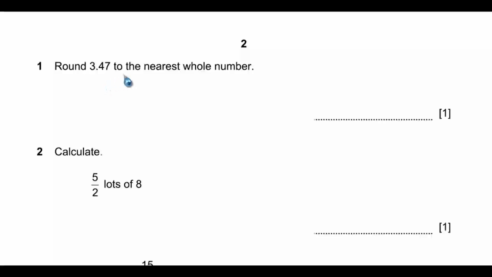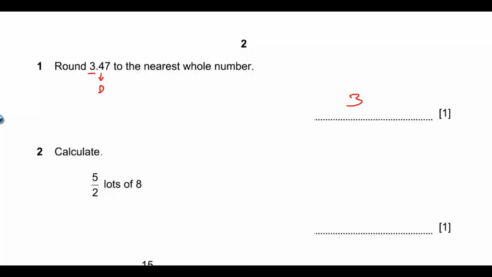Round 3.47 to the nearest whole number. 3 is the whole number here, and 4 is the decider. The decider is not up to 5, so we're going to round down, and that will be 3.